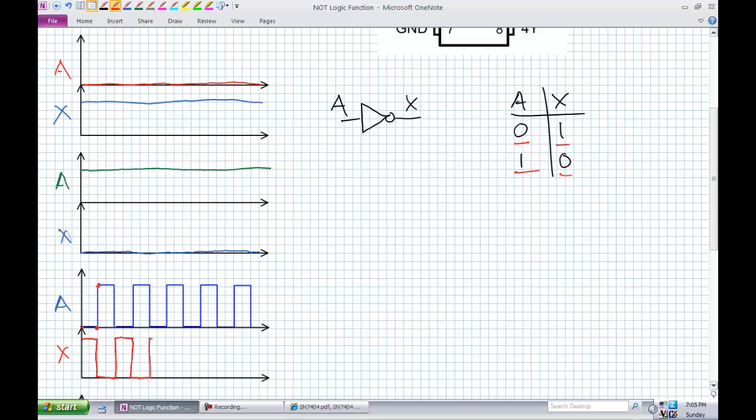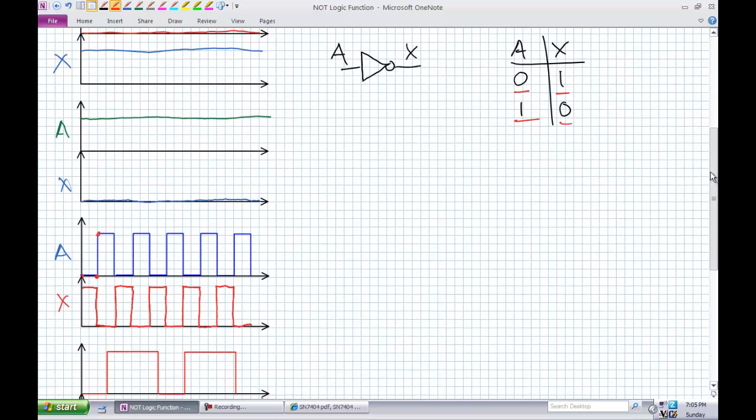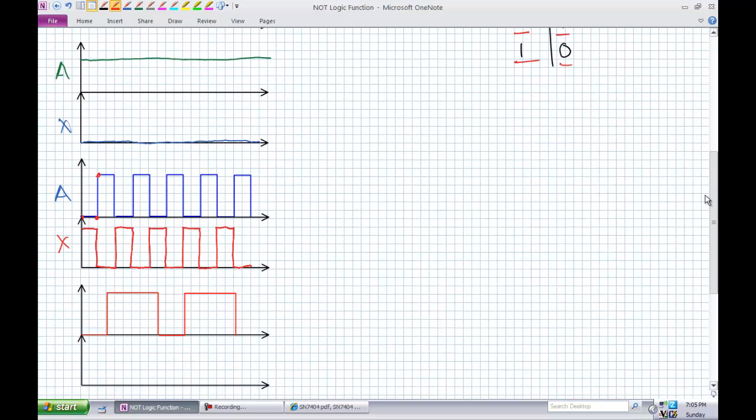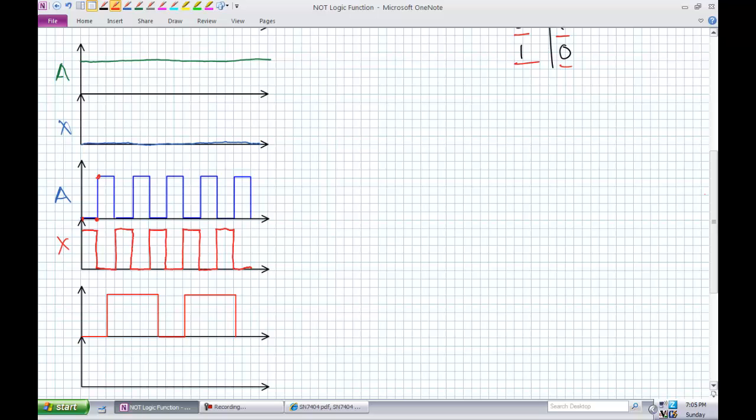What does X look like? It looks like the mirror image of A, because it is the inversion of A. Okay, that's one way to think of it. It's the mirror image. It's opposite land. Let's go a little bit further here. Try a pulsed waveform with a little bit of a duty cycle. Let's say that's A. What's the output X look like? Well, it's the exact opposite, obviously.